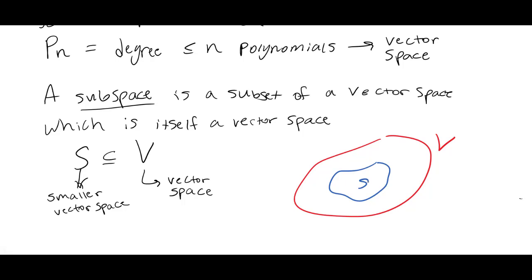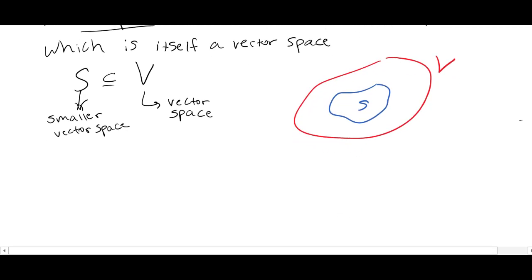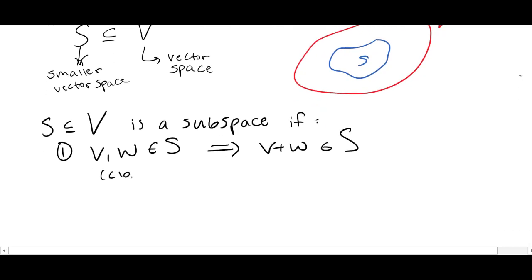So there are two conditions that you need to check if you're trying to show that something is a subspace of another vector space. If you have a subset S of a vector space, then it's a subspace if two conditions are satisfied. If V and W are in S, then V plus W is also in S. So that means it's closed under vector addition. Closed under addition.